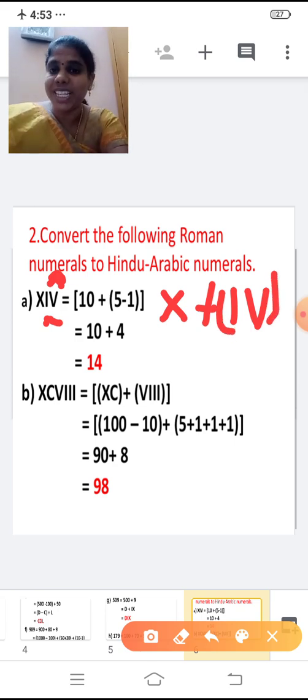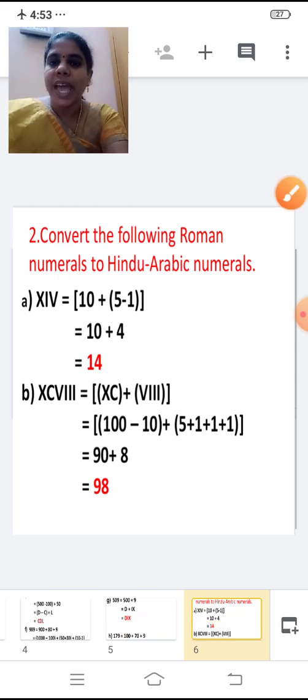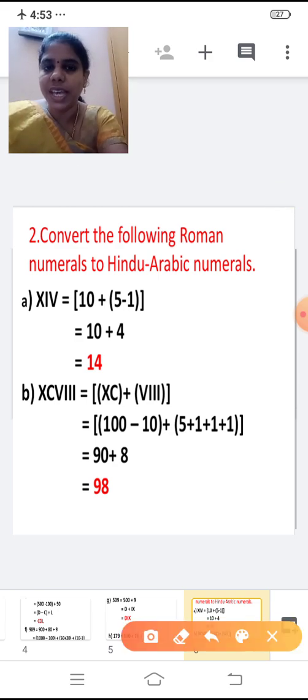Now add all together. X plus IV. First split this. X plus IV. Now what you're going to do? What is the value of X? Value of X is 10 and IV.